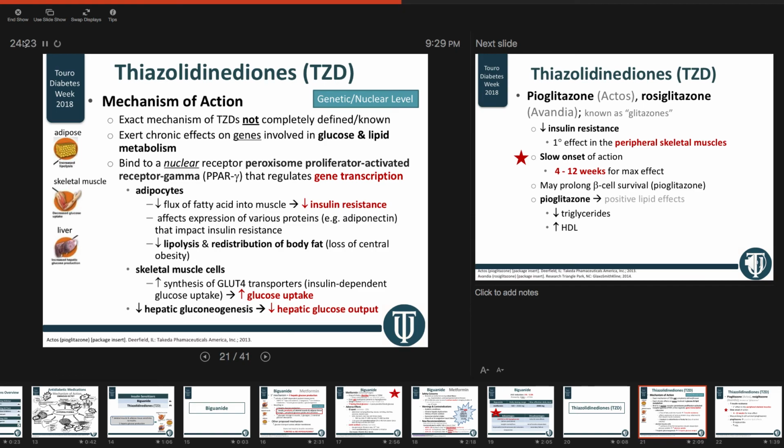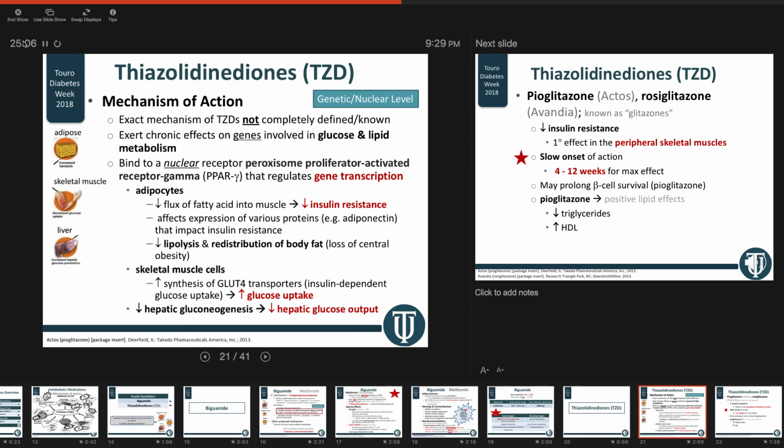And it would impact at least 3 levels. So level 1 would be at the adipose tissue. It would reduce the flow of fatty acid into the muscle. So that will help to reduce the insulin resistance. And secondly, it will impact the expression of certain proteins that might impact the insulin resistance. And the next thing is that it will help to reduce the lipolysis and also help reduce a redistribution of fat.